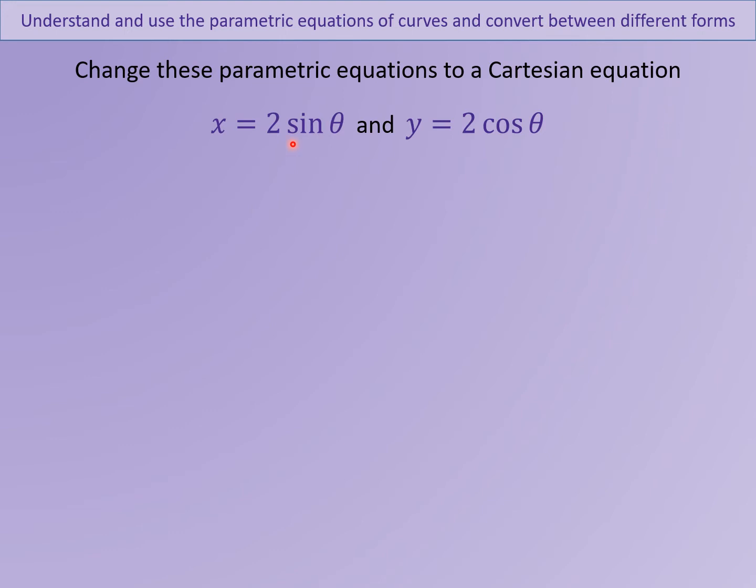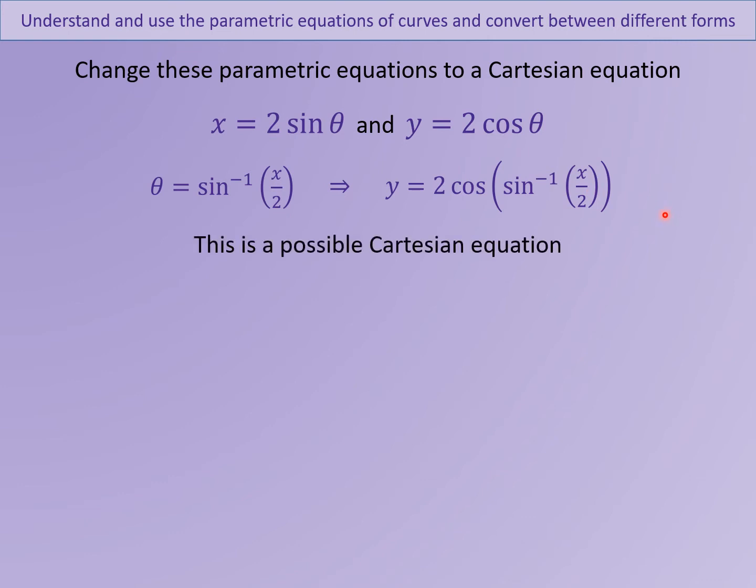Okay, so if you did what we did previously and you rearranged this x equation, you took the 2 across, x over 2, you did sine to the minus 1 and you got this, you'd be correct. When you substitute that into this equation, you end up with that. Now that is a correct example of a Cartesian equation. The problem with this Cartesian equation just here is because you're using the inverse function sine to the minus 1, you are restricting your domain and therefore your final answer is restricted.